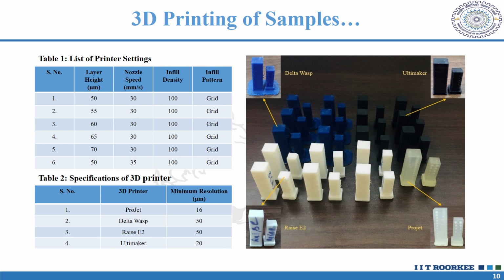The four different 3D printers used are Project, Delta Wasp, Raise E2, and Ultimaker. The resolution of Project is 16 micron, Delta Wasp 15 micron, Raise E2 15 micron, Ultimaker 20 micron. And we printed at different printer settings. Table 1 is showing the different printer settings we used.